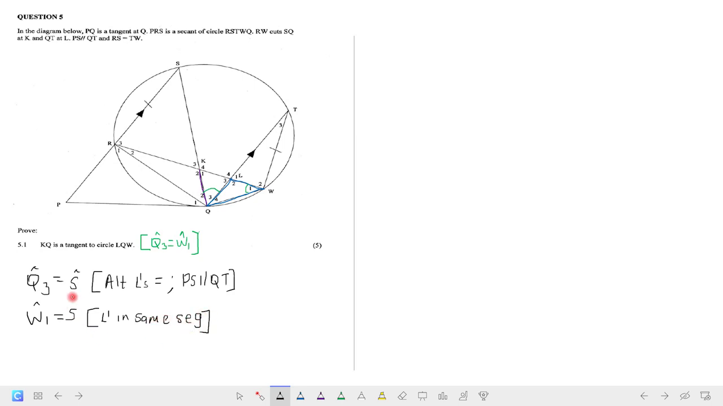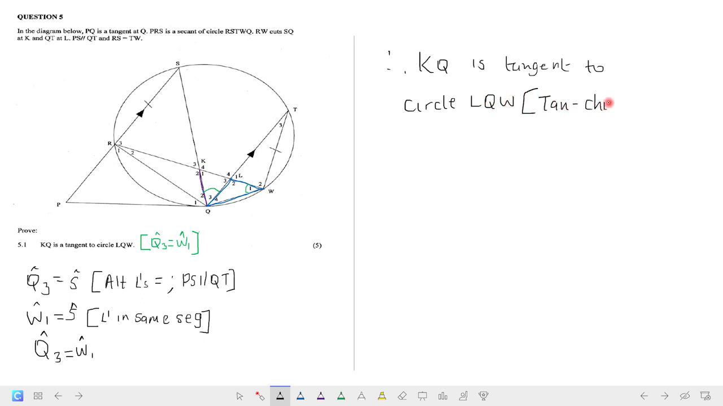So here, if Q3 is S and W1 is S, this basically means that Q3 is the same as W1. And like I said, if you can show that Q3 is the same as W1, then it means what? KQ is tangent, right, to circle LQW. Then the reason for this is going to be the tan chord theorem.